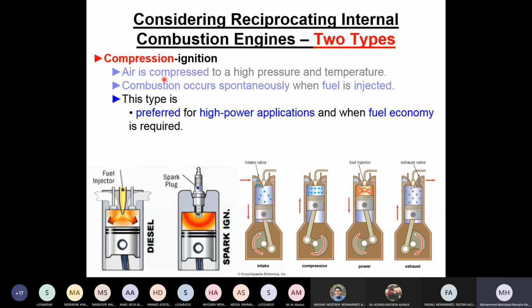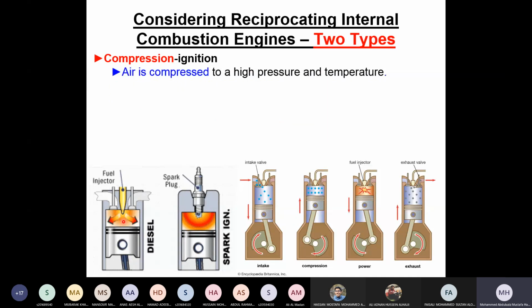The other type is what's called the compression ignition engine. It means that the ignition occurs due to compression. When you compress, the temperature increases, but you don't have to make a spark. You compress it so that the temperature increases to reach the self-ignition temperature, and therefore it burns. In this case, what we have is air, and we compress this air to a higher temperature.